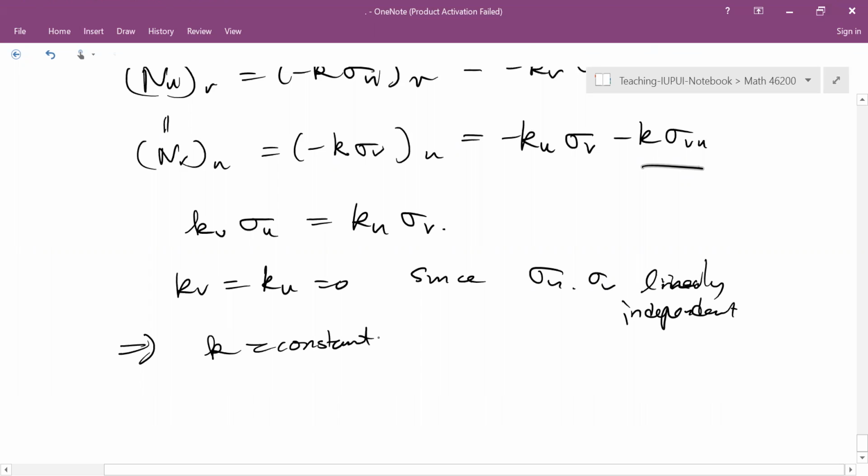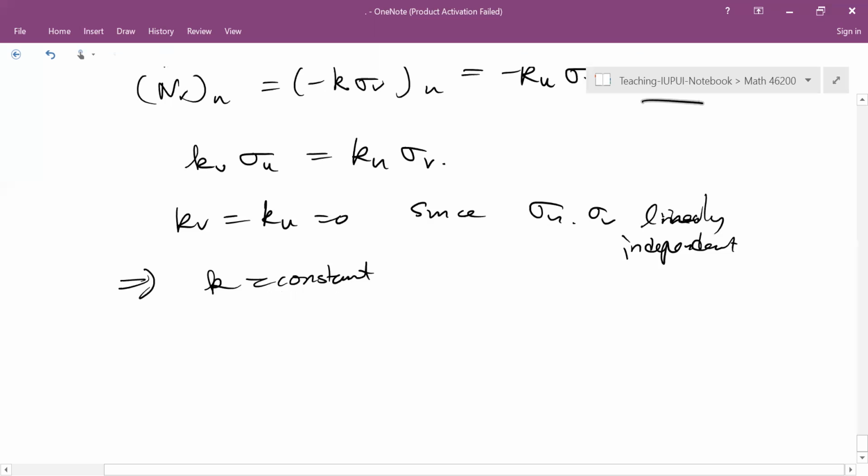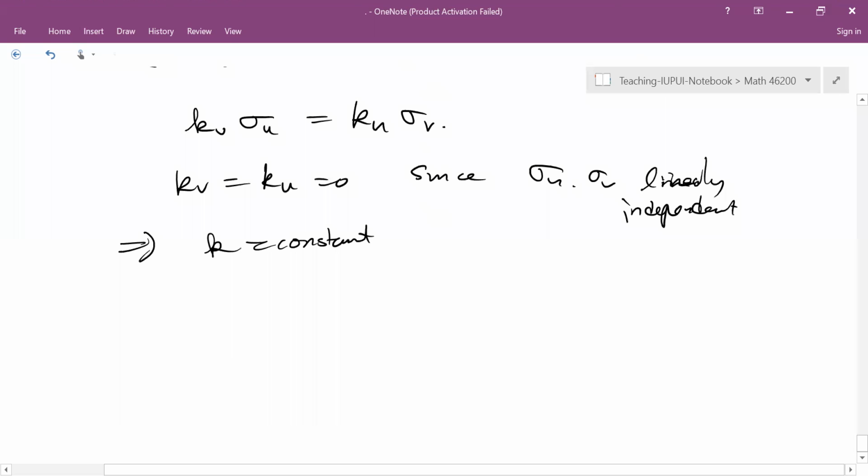So for an umbilic surface, the principal curvature, if at the beginning it's a function of u, v, you can prove that k must be constant. So there are two cases here. Case 1, k is going to be 0. And case 2, k is not going to be 0.